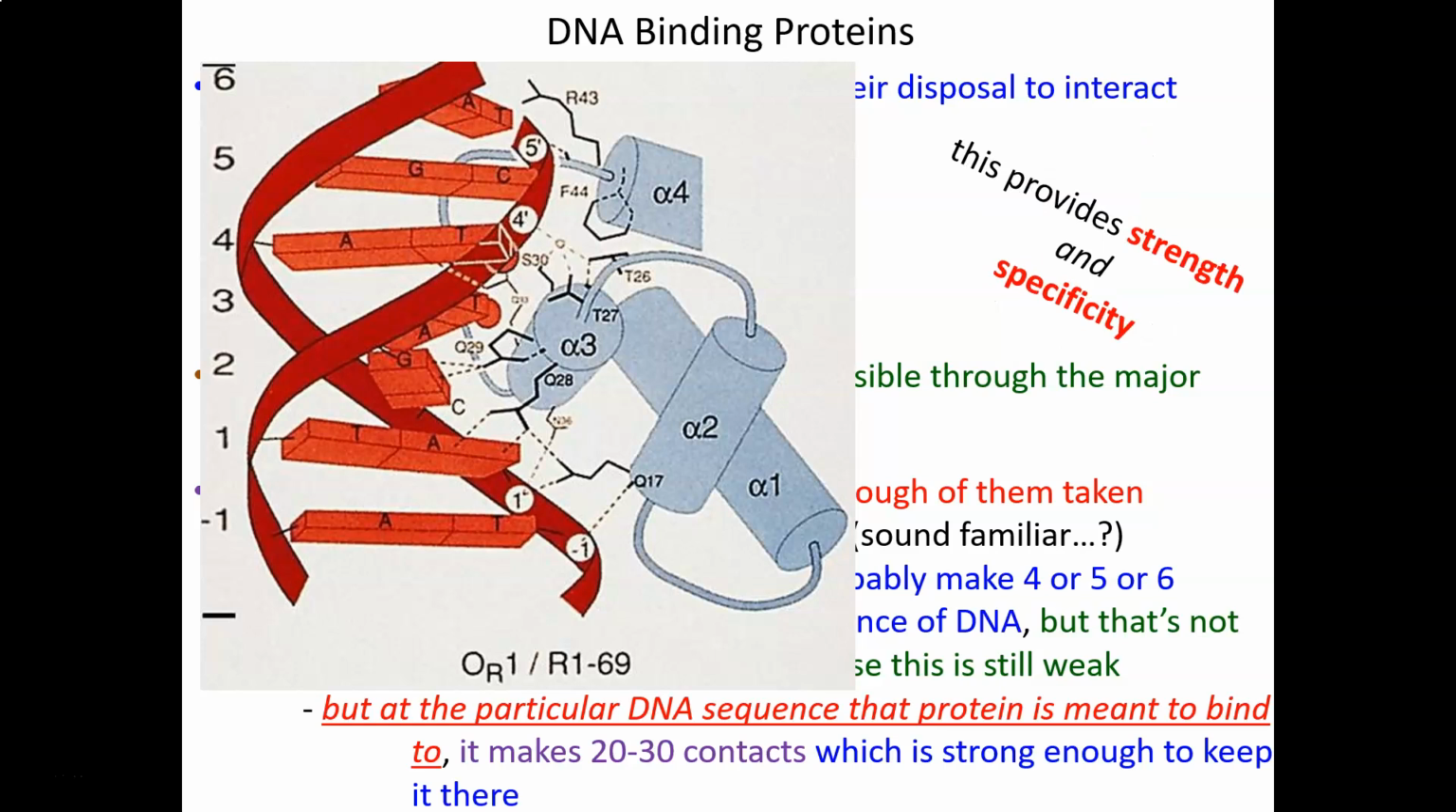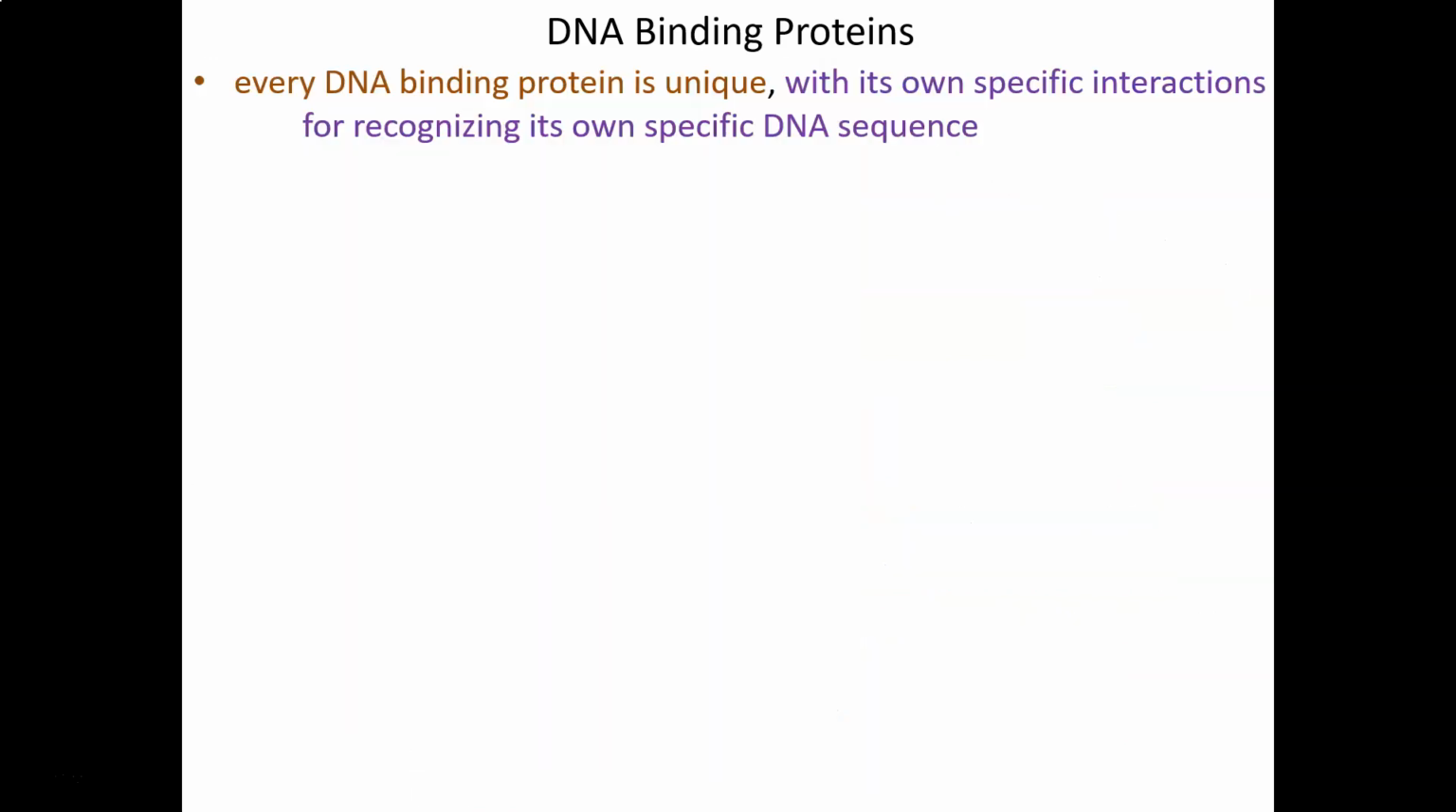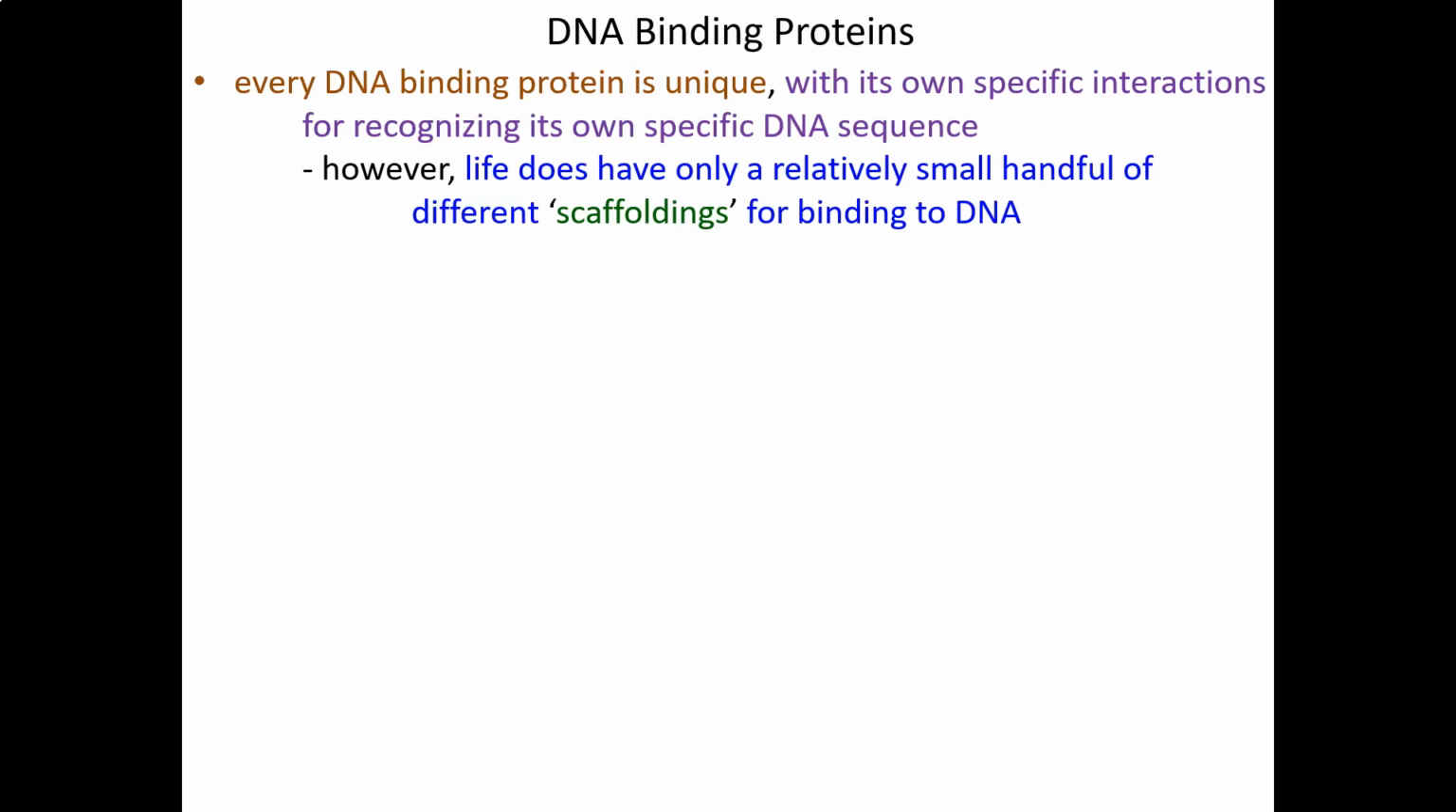Amazing. So this provides the strength and the specificity of binding because the number of interactions needed to actually hold the DNA there, the number of Velcro interactions needed to hold the DNA there, is only given by this specific sequence. So every DNA binding protein is unique. It has its own specific interaction face that recognizes its own specific DNA sequence.